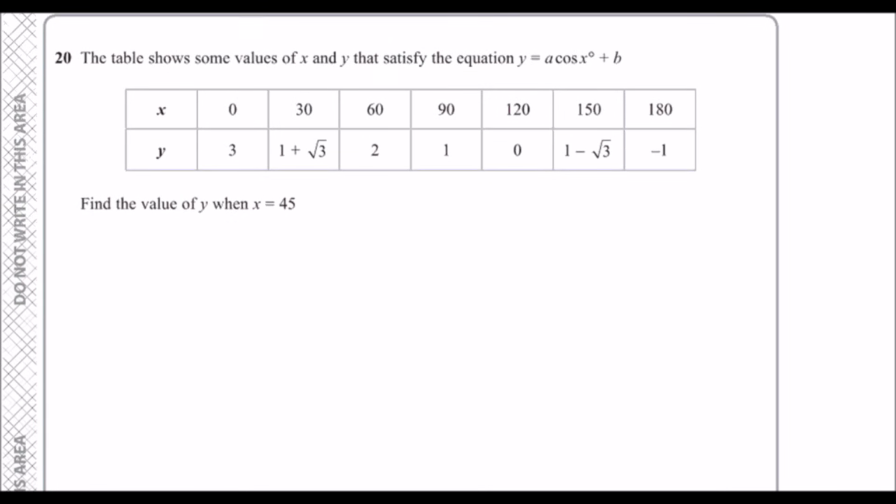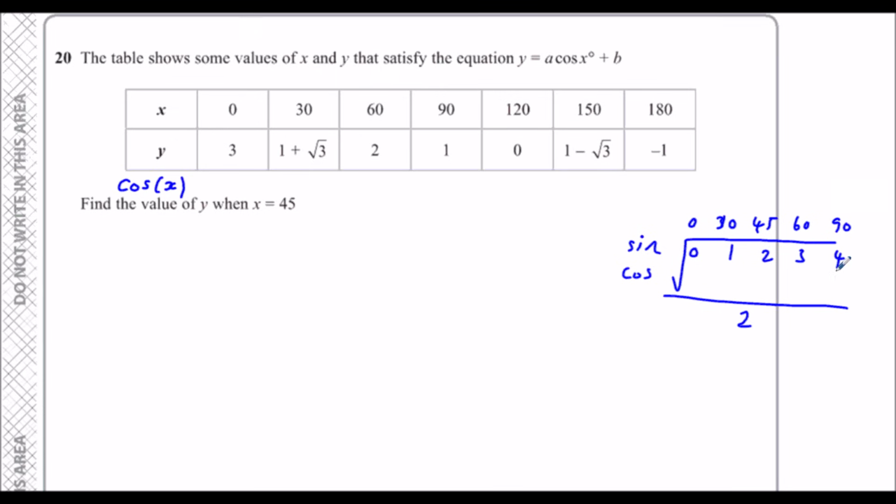Okay, question 20. The table shows some values of x and y that satisfy the equation y equals a cos x plus b. Find the value of y when x equals 45. Okay, so we need to know what cos x equals normally. So if I write cos x under here, so sine cos, okay, so at 0, cos is root 4 over 2, which is 2 over 2, which is 1.